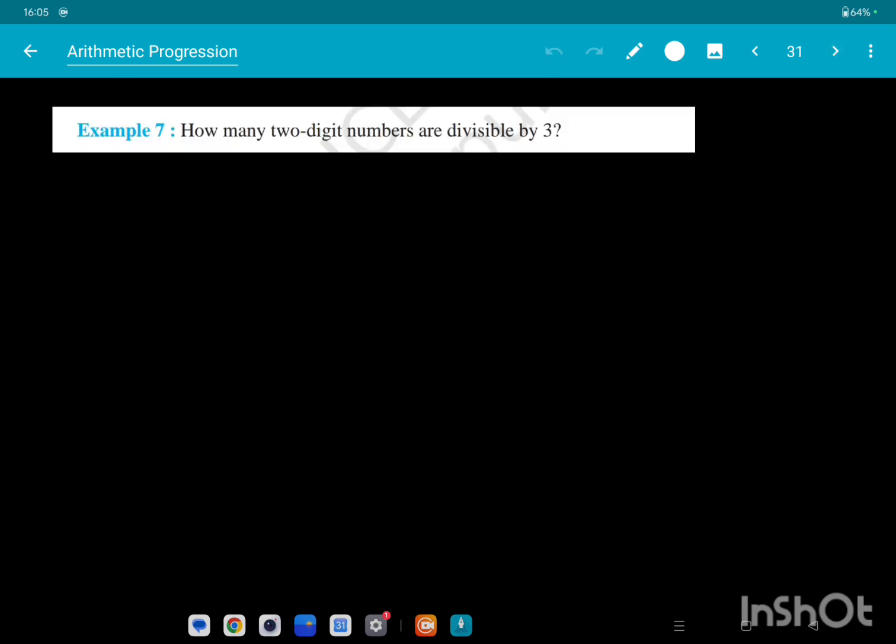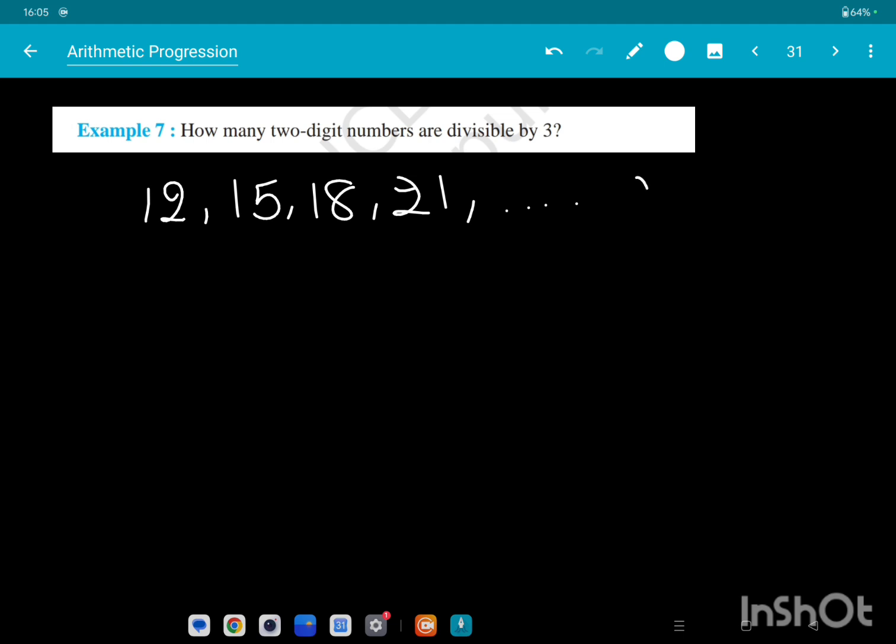Next problem: how many 2-digit numbers are divisible by 3? So 2-digit numbers means it should have only 2 digits, right? What is the first 2-digit number divisible by 3? Let's say 3, 6, 9, 12. So 12 is a 2-digit number, so it starts from 12. 12 is divisible by 3. Next, what is the next one? 15, and then 18, 21 and so on.